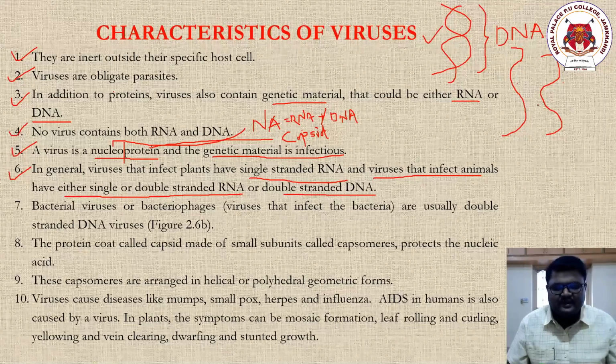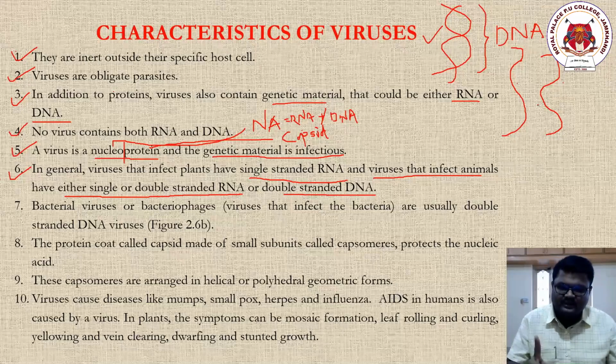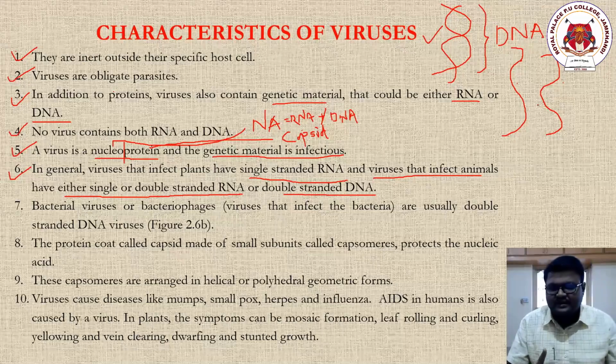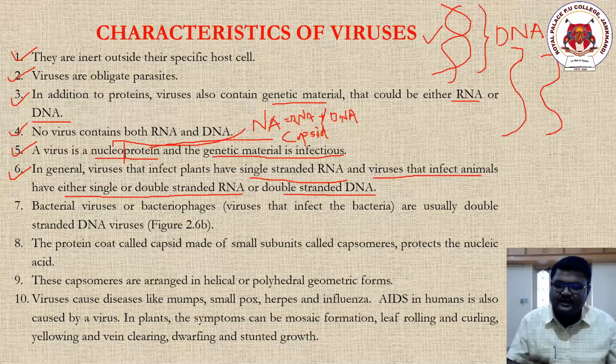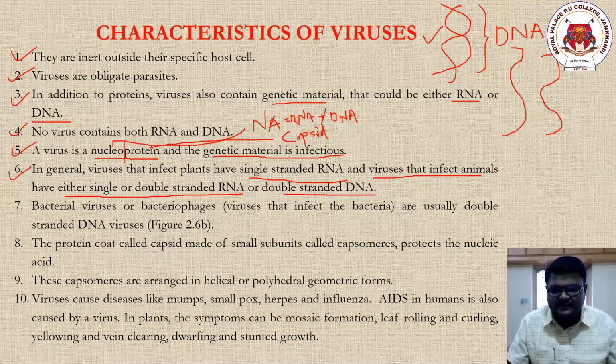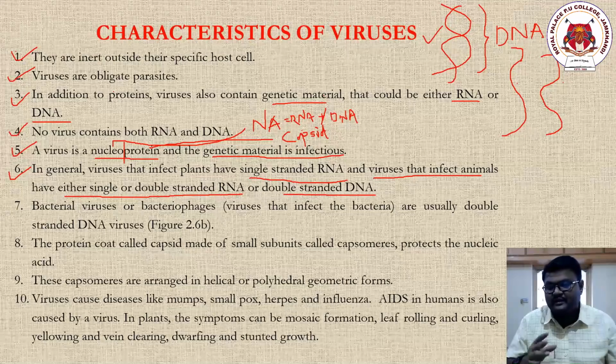In some of the cases, when we will be discussing the nature of DNA and RNA in one of the topics. If it is made up of only one strand, it is called a single strand, and if it is joined by two strands, it is called a double strand. They say that the viruses that infect plants have single stranded RNA and the viruses that infect animals are single stranded or double stranded RNA or DNA.